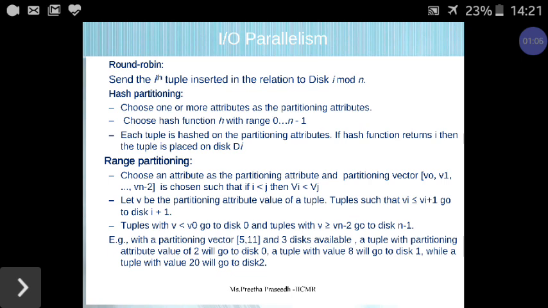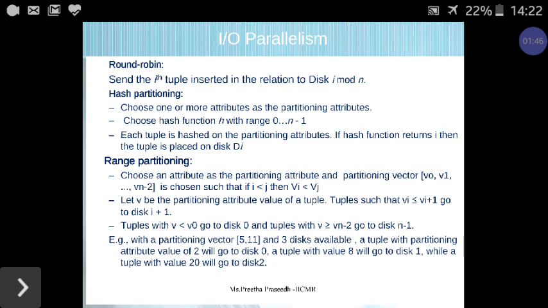Hash partitioning. In hash partitioning, we apply a hash function to a particular attribute, called the partitioning attribute. For example, if I have an employee table with employee ID, employee name, address, age, salary and so on, and I choose salary as the partitioning attribute, the hash function should give a numerical output from 0 to n minus 1. As per that value, if it is i, the data will go to disk di.